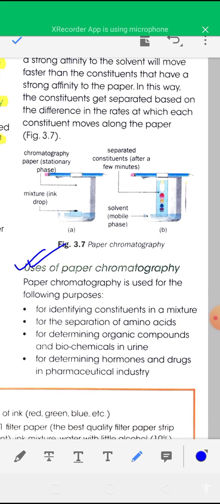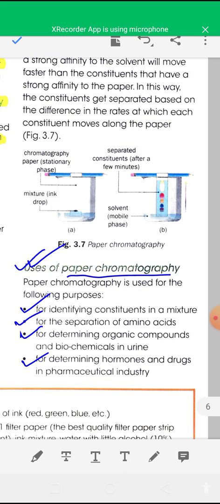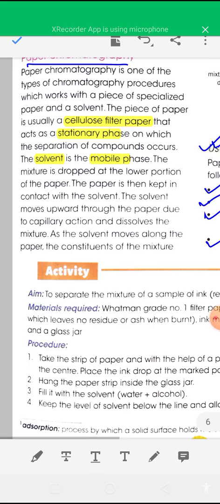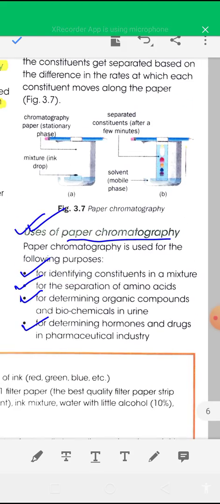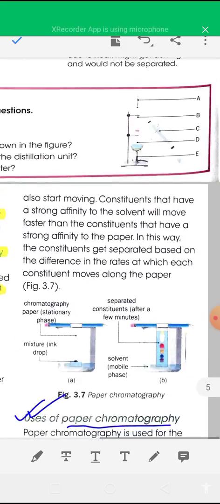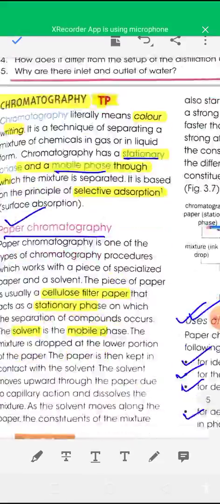Use of paper chromatography, it is important. Okay, paper chromatography is used for the following purposes: for identifying constituents in a mixture, for the separation of amino acids, for determining organic compounds and biochemicals, and for determining hormones and drugs in pharmaceutical industry. So these are very important uses of paper chromatography. Okay, thank you student, and this chapter is completed.